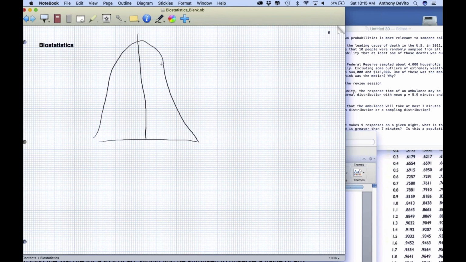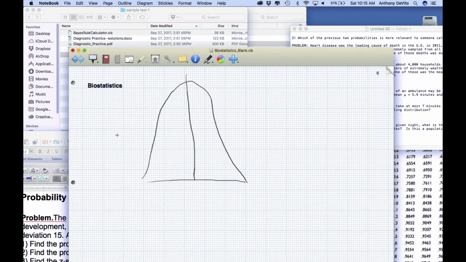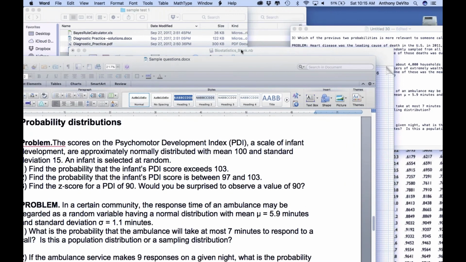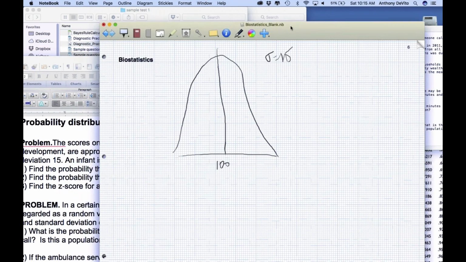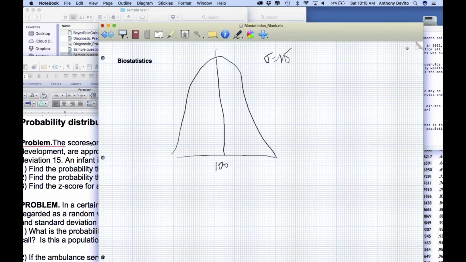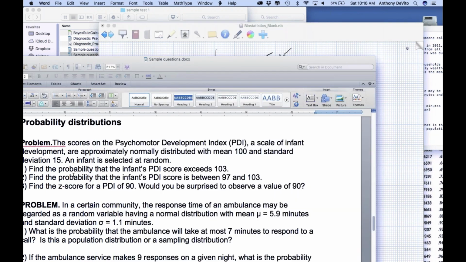Okay. So the mean PDI score was, let me pull that back up so I can see it. The mean PDI score was 100 and standard deviation was 15. I'm ignoring the fact that this is a sample for now. Not really a population, it's a sample. But I'm going to treat it as if it's a population. When we come back from the test, we're going to be dealing with samples from then on, and things are going to change a little bit. Okay, so standard deviation is 15. Find the probability that a randomly selected infant has a PDI score of 103.